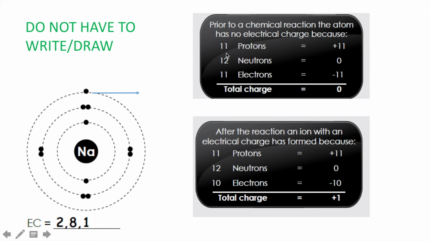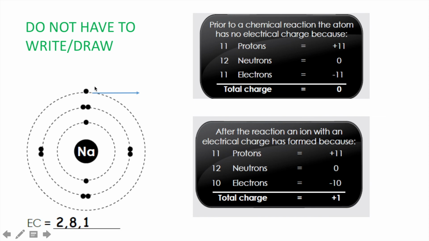Over here, before we do anything, prior to any chemical reaction, the atom has no electrical charge, and this is because we have 11 protons, we have 11 electrons, and the neutrons are neutral, so they don't count. These would cancel each other, and we would have a total charge of 0.